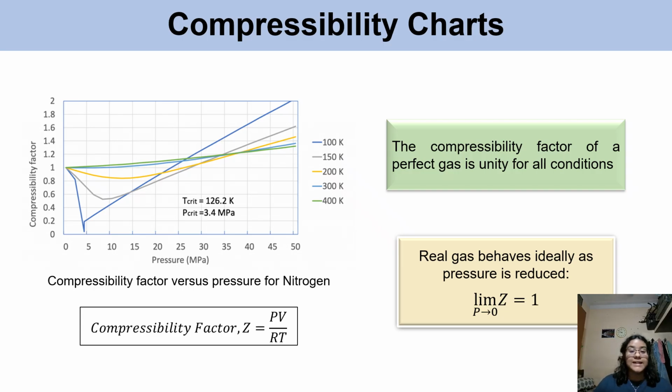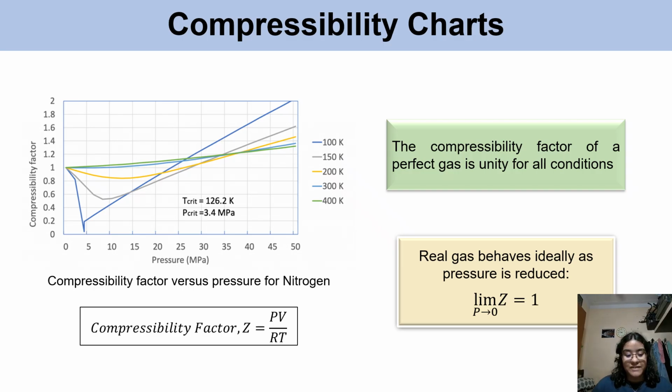The compressibility factor measures the deviation of a real gas from ideal behavior. It is defined as Z = PV/RT. It is the ratio of the volume of a real gas at a set of specified temperature and pressure to the volume occupied by the gas at the same temperature and pressure if it were an ideal gas.